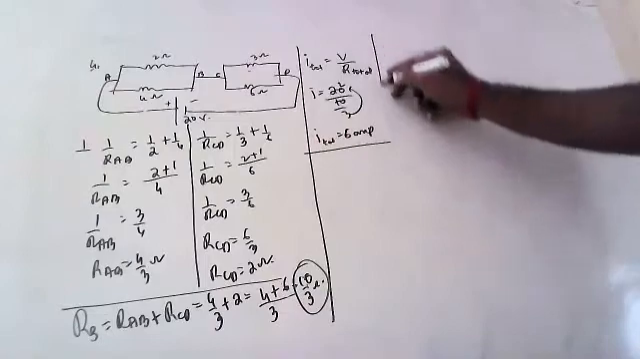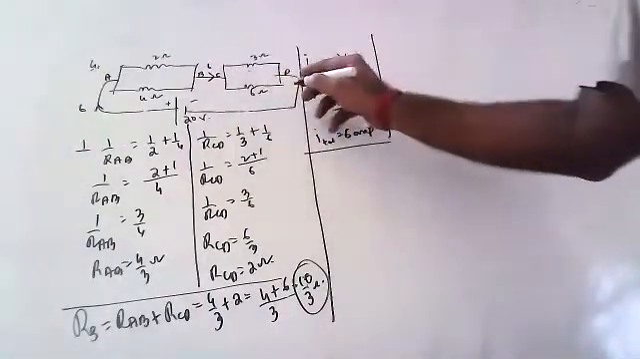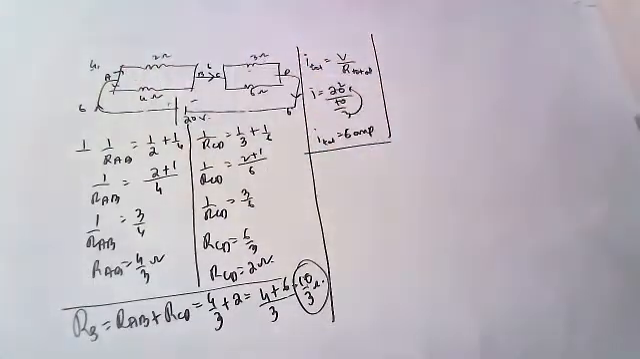6 amperes current is flowing in the circuit. Here 6 will be there. Here also 6 will be there. Here also 6 will be there. But after 6 comes here, it will divide. How it will divide? We have to see.